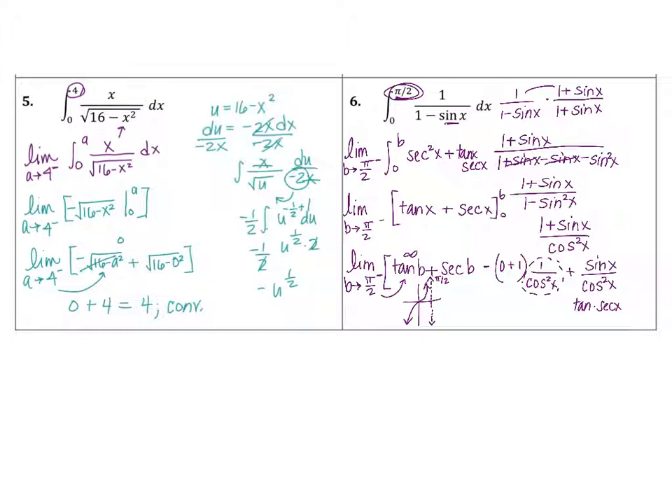Again, secant at pi over 2, well, cosine at pi over 2 is 0. And so secant is going to do 1 over 0. And if we look at that, that's going to tend toward infinity as well. So notice with these infinity parts, that means this whole thing is probably going to be tending toward infinity and is therefore going to diverge.